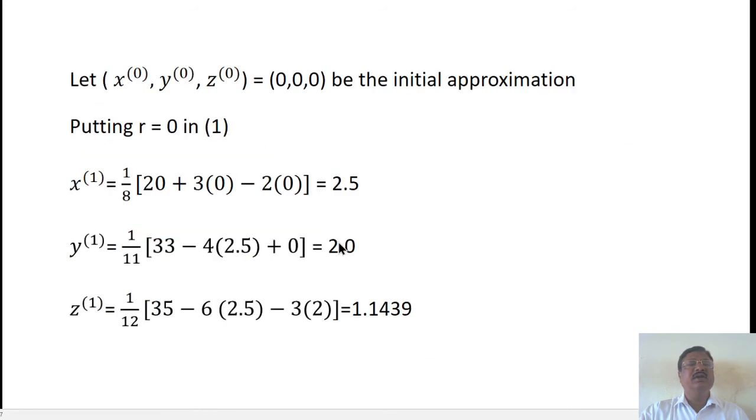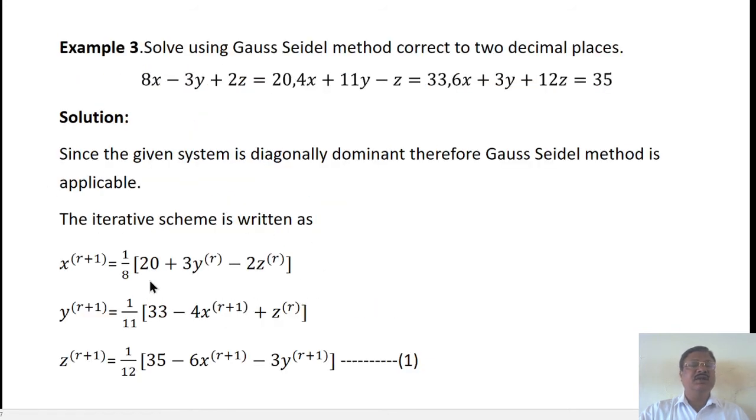So now the scheme is written in the form of x raised to r plus 1 is equal to 1 upon 8, 20 plus, because it is minus 3, so plus 3y raised to r, and it is plus 2z, so it is minus 2z raised to r. So y raised to r plus 1 is 1 upon 11, 33 minus 4x raised to r plus 1 plus z raised to r, and z raised to r plus 1 is equal to 1 upon 12, 35 minus 6x raised to r plus 1 minus y raised to r plus 1, and mark it as equation 1.